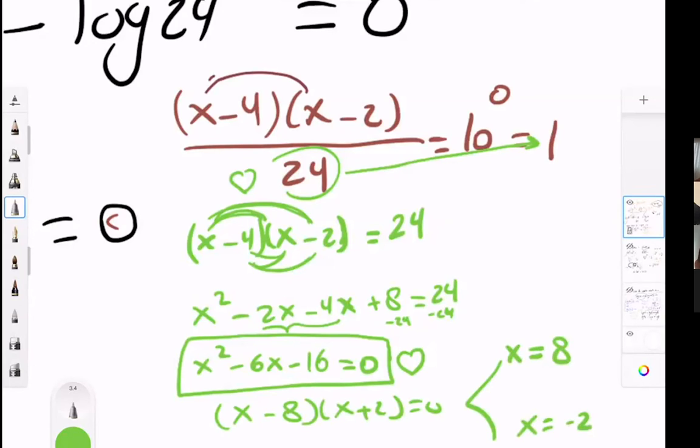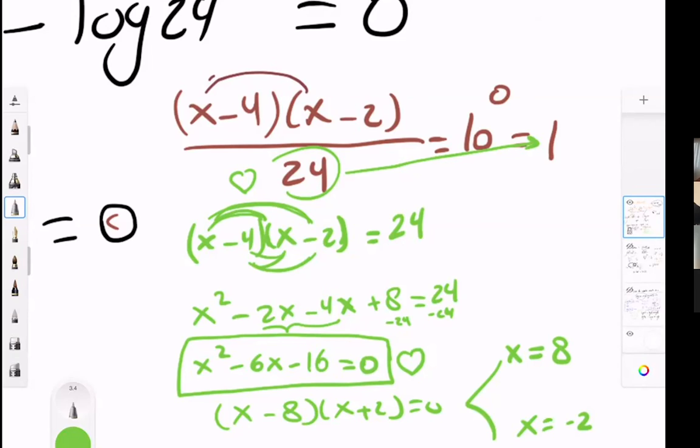Let's see if I can charge my device. All right, yeah, hopefully it works with 5%.